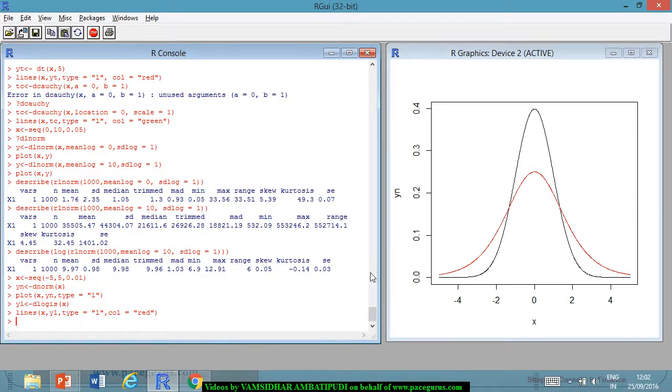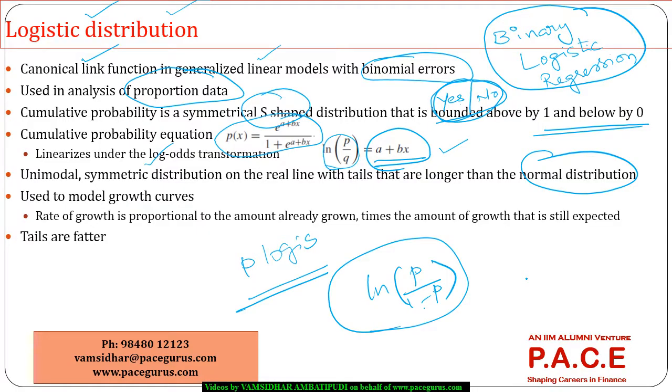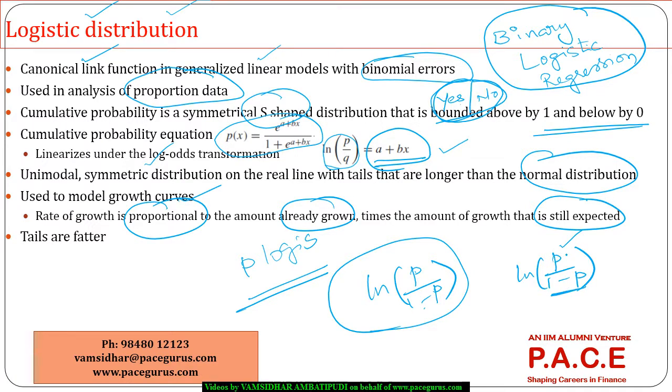You will find that the tails are much fatter compared to those of a normal distribution in the case of the logistic distribution. So it is very well used to model growth curves, wherein the rate of growth is proportional to the amount that is already grown and the amount that is still expected to be grown, right? Because we are talking of the logarithm of p by 1 minus p. So it is like developed versus to be developed. For modeling these kinds of growth curves, after a certain point of time there will be a kind of saturation in the growth. If I have to model those kinds of things, I cannot use a regular normal distribution equation. So this is where the logistic distribution comes in more and more handy.